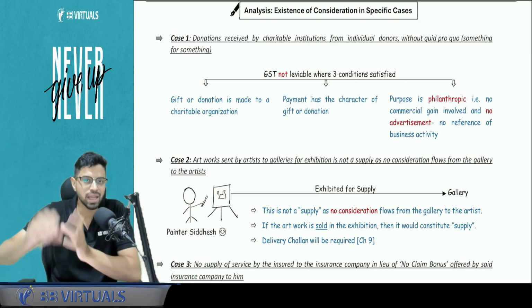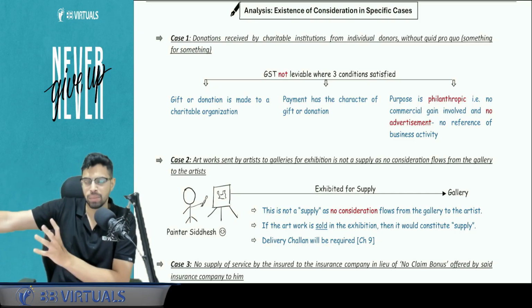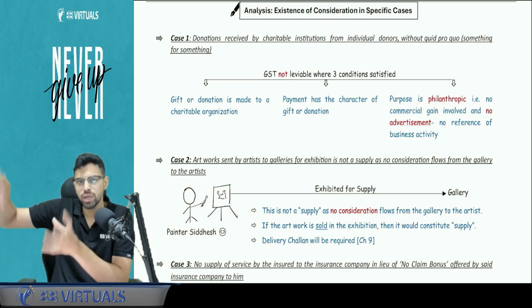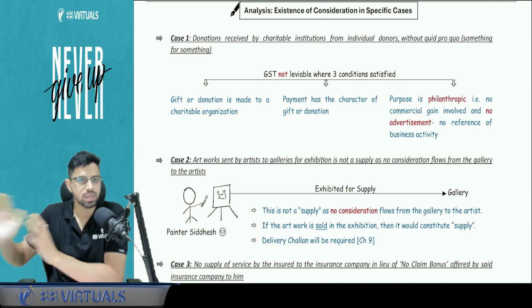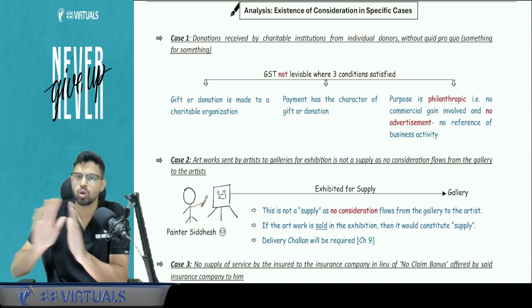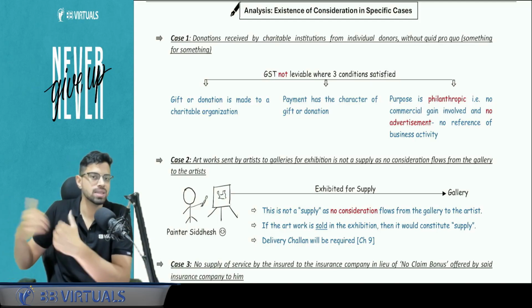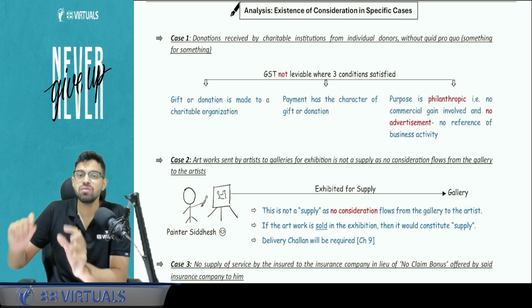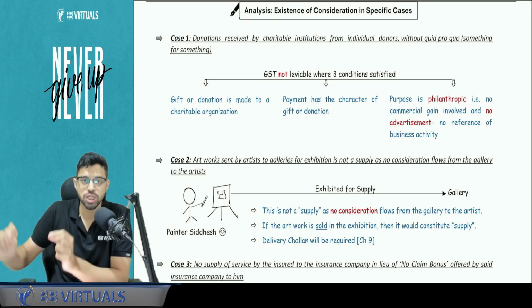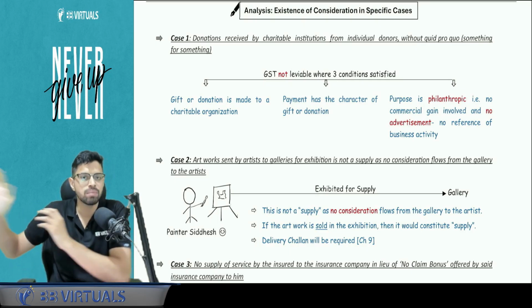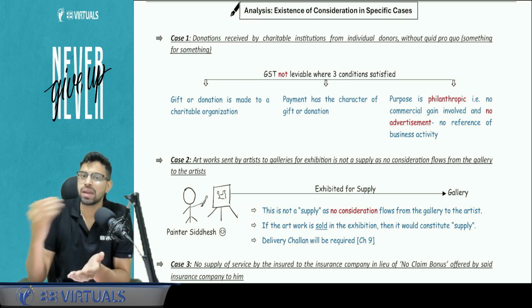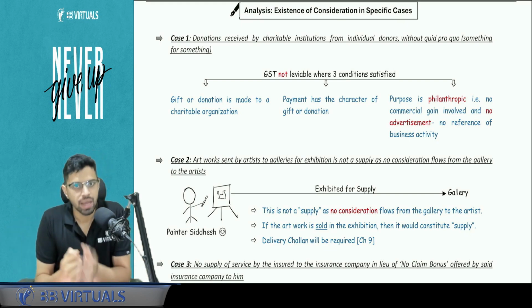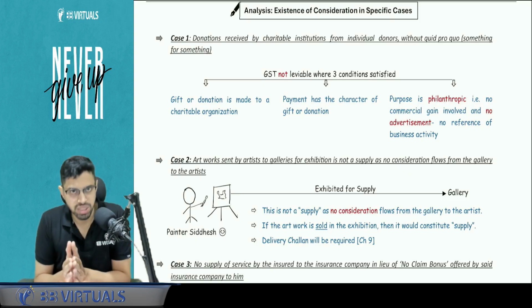For example, I give a small donation to a temple nearby, and there they use it to make a room, and below that they have stated with good wishes from Mr. Siddhesh. This is a pure charity, this is not consideration. I am not getting something in return, no GST. But if they write with good wishes from Mr. Siddhesh, chartered accountant, owner, S. Valimbe Classes Private Limited, so if they mention my business, that means I am getting promotion and advertisement in return. In that case, that will be considered under the GST.